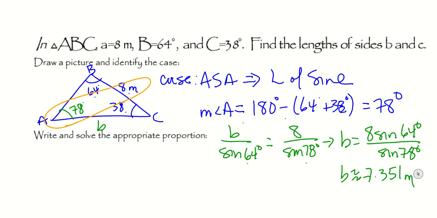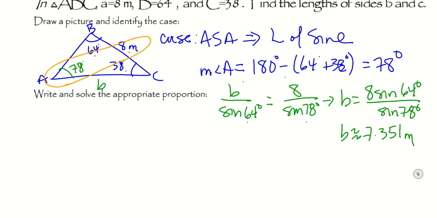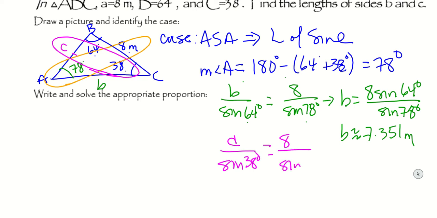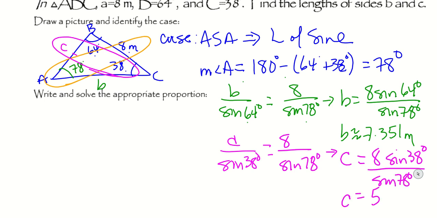For me to find C, I'm going to set that up very much the same way. I would say C is to the sine of 38, because C is opposite my 38 degree angle, as 8 is to the sine of 78. Solve that for C, and I get C equals 8 times the sine of 38, multiplying both sides by the sine of 38, over the sine of 78. Evaluate that, and I get C is 5.035 meters. Remember to go out 3 decimal places when you round, and include units when you have that information.